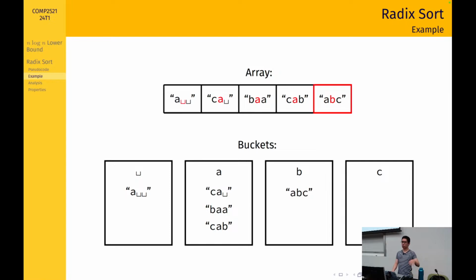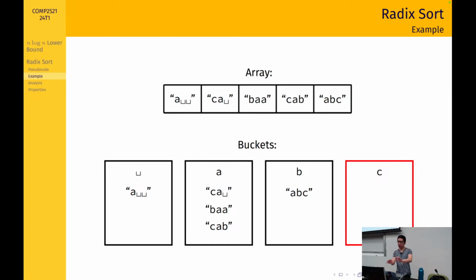Right, then we're going to clear the array again and store these keys back into the array. So A blank blank, CA blank, BA blank, BAA, CAB, and ABC. Right, and this bucket is empty. So now we've sorted by the second character.